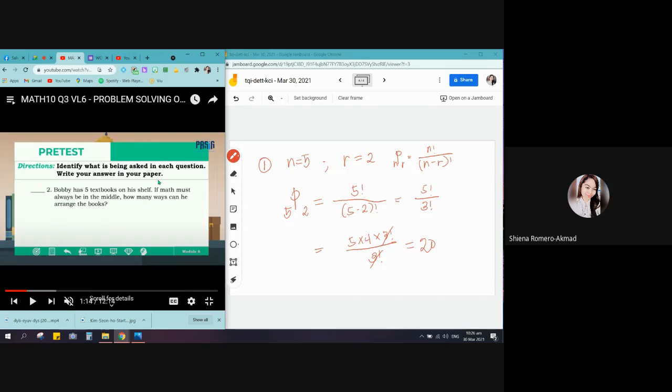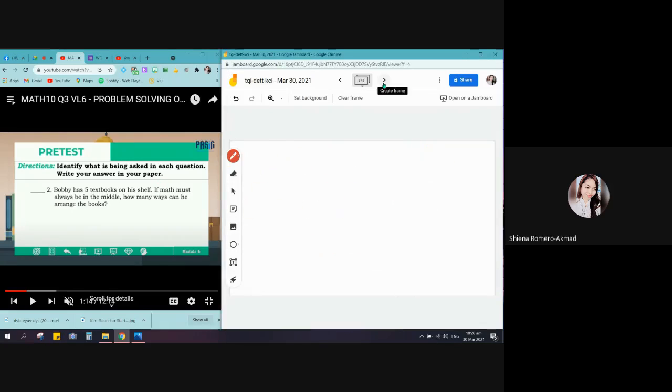Bobby has 5 textbooks on his shelf. If math must always be in the middle, how many ways can he arrange the books? Kaya lang dito, same problem. Hindi binanggit kung ilan yung math book, but we can solve this by box method. Tingnan ko lang muna kung anong answer niya. Kasi alam ko may error dito. 24 ways.